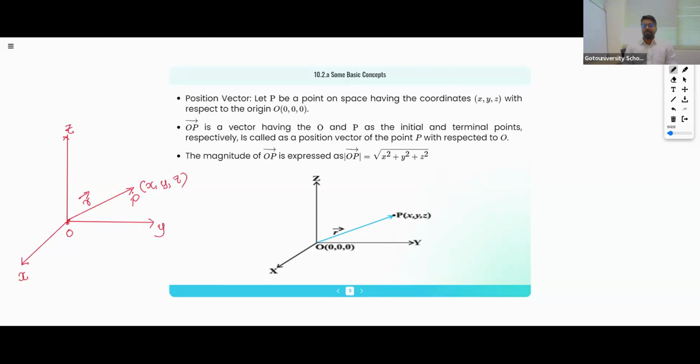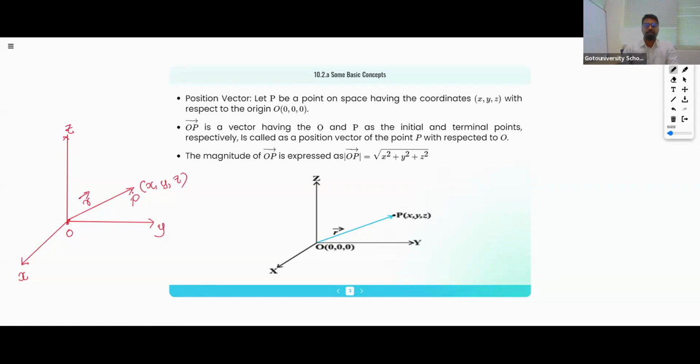Let P be a point in space having the coordinates x, y, z with respect to the origin 0, 0, 0. Then OP is a vector having O, that is the origin, and P as the initial and the terminal points respectively. That means any vector which starts from the origin to a point, we can call a position vector. The main reason why it is called a position vector is it represents the position of the point in space.